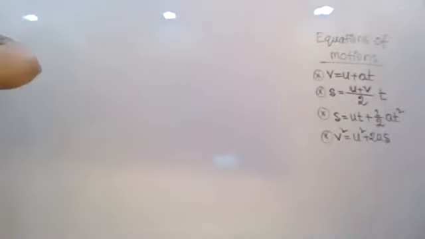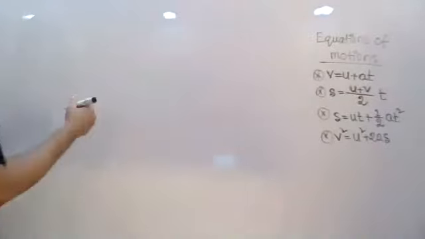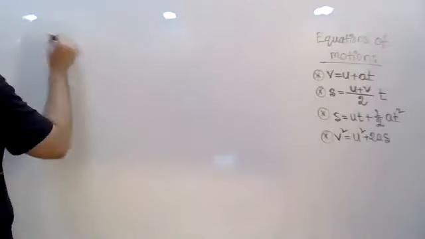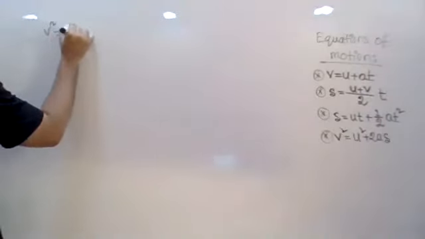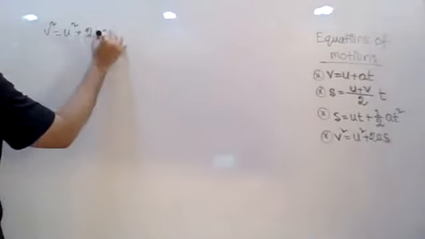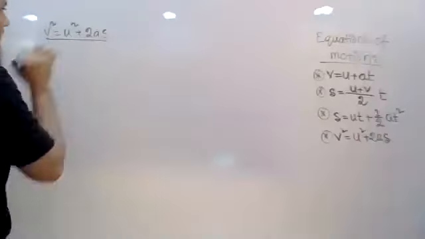Okay, so first, let me write what I'm going to prove, inshallah. v square equal to u square plus 2as. Okay, this is what we have to prove.